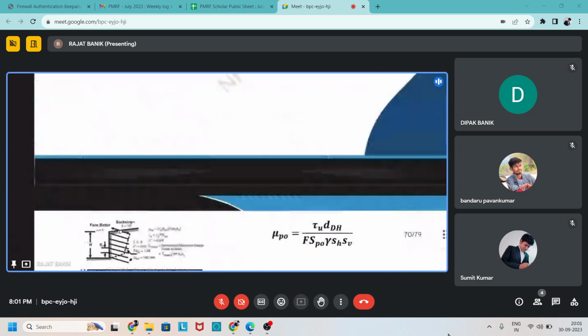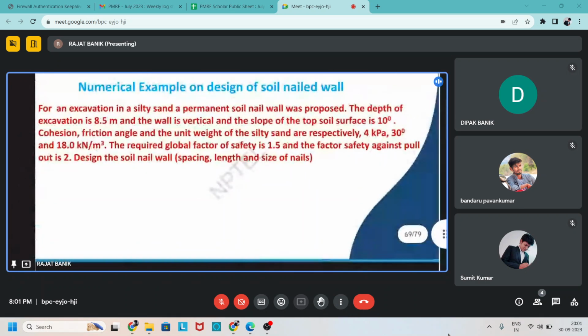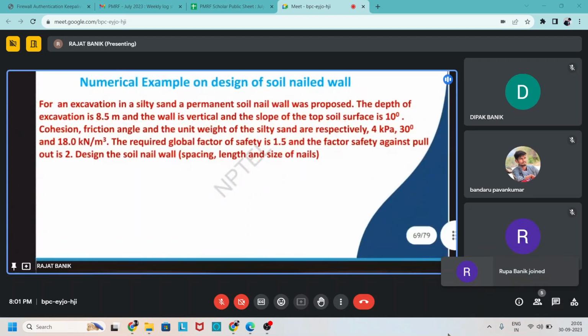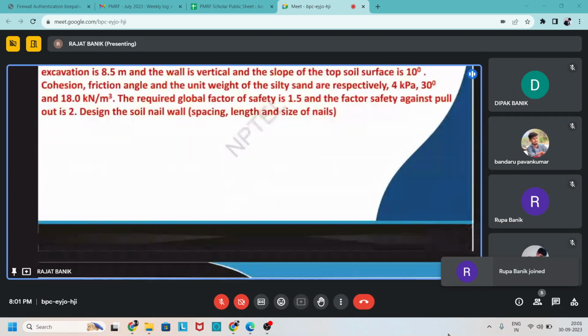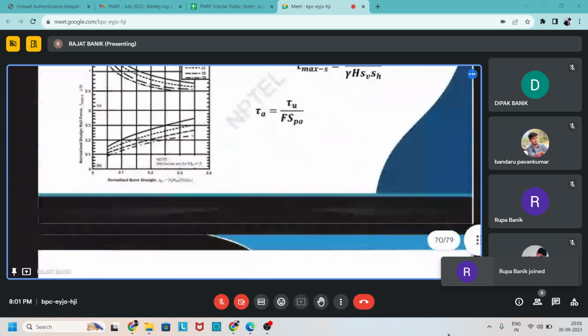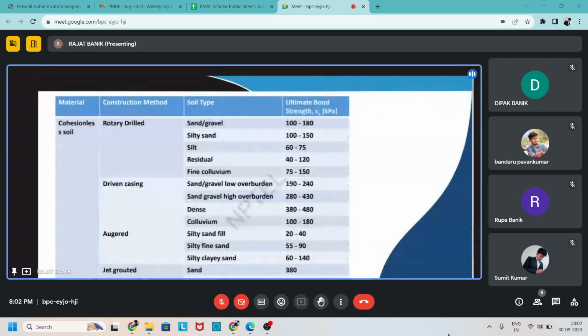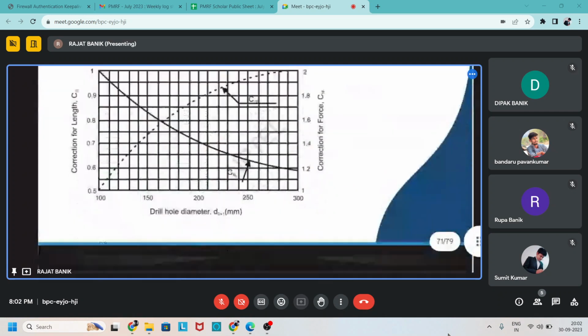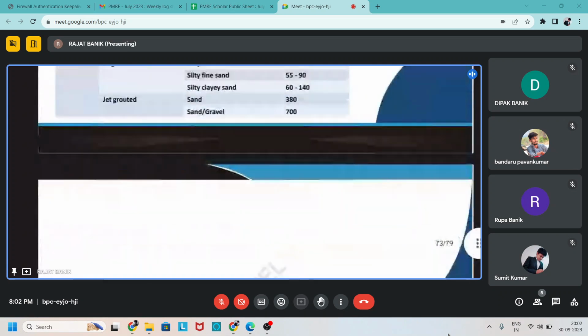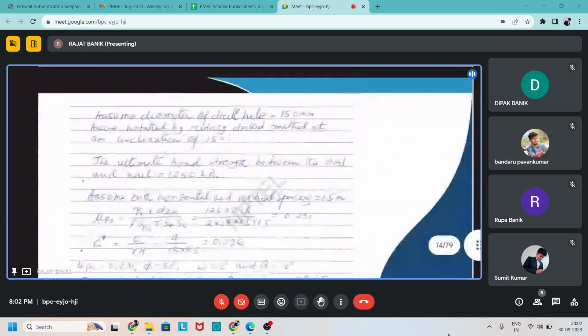Now based on our ground requirement, here it is given as silty sand. So based on the ground requirement, first we find the total ultimate tensile strength from this chart. For silty sand, it is given as 100 to 150 kPa. If you average it, it comes to about 125 kPa. Now we find this one by one.